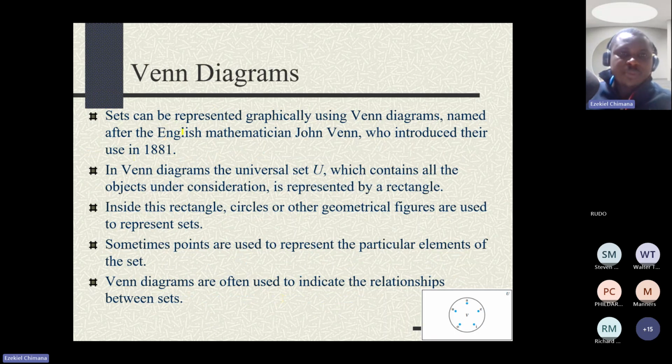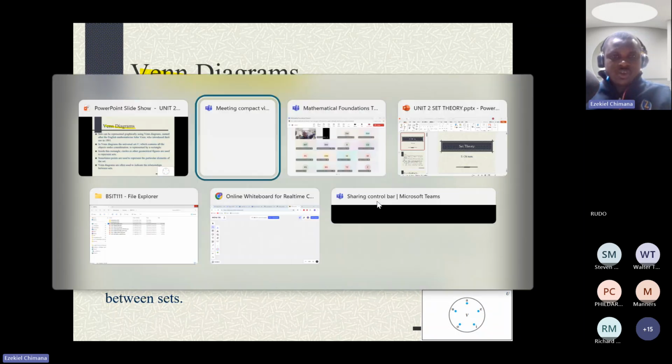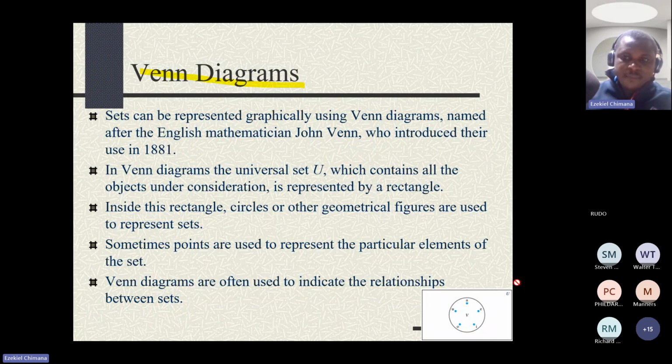So sets can be represented graphically using the concept of Venn diagrams, named after the English mathematician John Venn. So guys, on the issue of Venn diagrams, you need to understand how to draw a Venn diagram. You need to understand the issue of intersection, union, the complements, all those things on a Venn diagram.